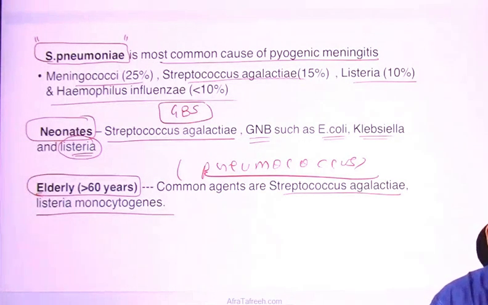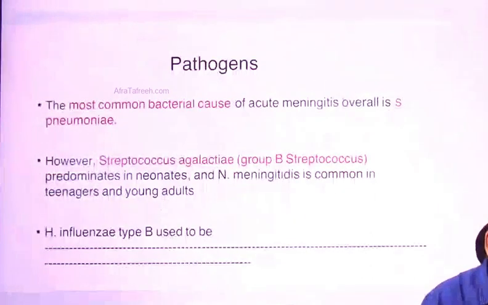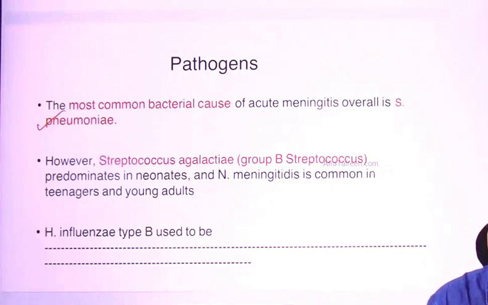In the neonates, GBS takes the lead, along with them E. coli, Klebsiella, and even the Listeria. That is also there. Okay, but in the elderly, and overall all other age groups, which is the big boss? The big boss is pneumo. That is the Streptococcus pneumoniae, which is a gram-positive cocci. Okay, now this I have already told that this is the most common one, and Streptococcus agalactiae, that is predominant in neonates, that I have discussed up.